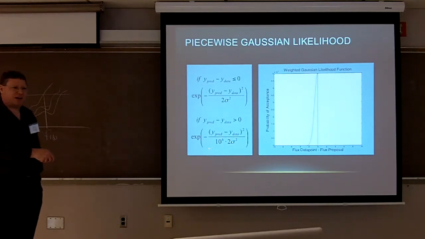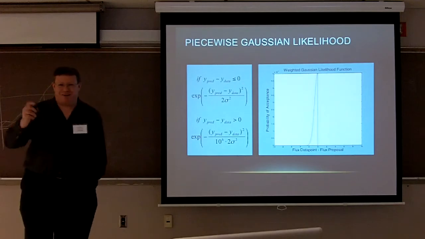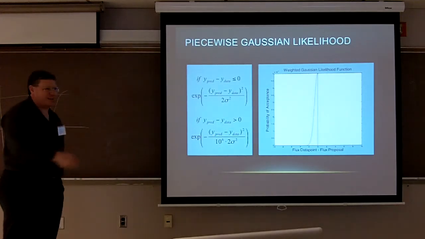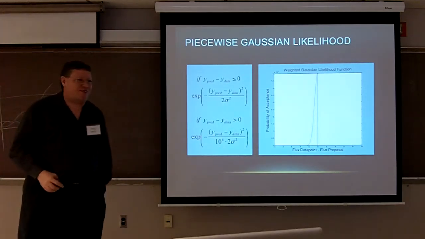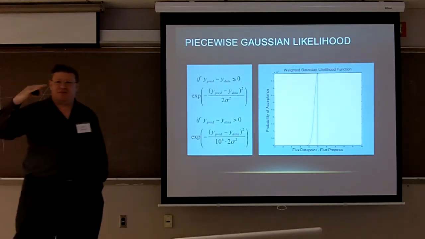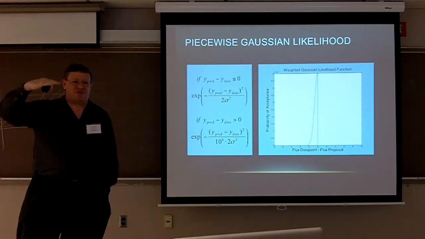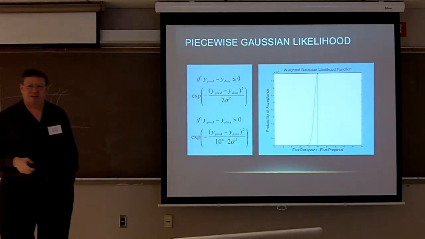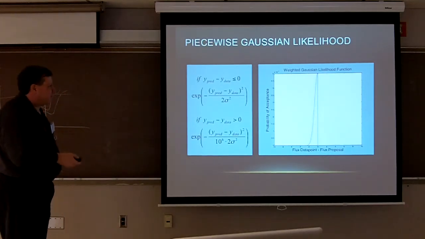Basically, they differ by about 10 to the 6th. I told you a million times, do not go above that line, so put a million down there. And it's strong enough to make sure that you don't go above this line. There's a huge penalty, basically, for introducing a negative flux in your signal. So we have this very simple likelihood function.